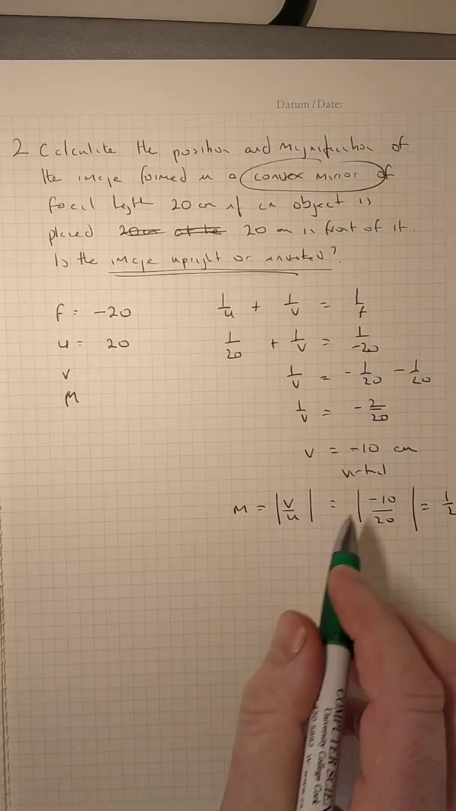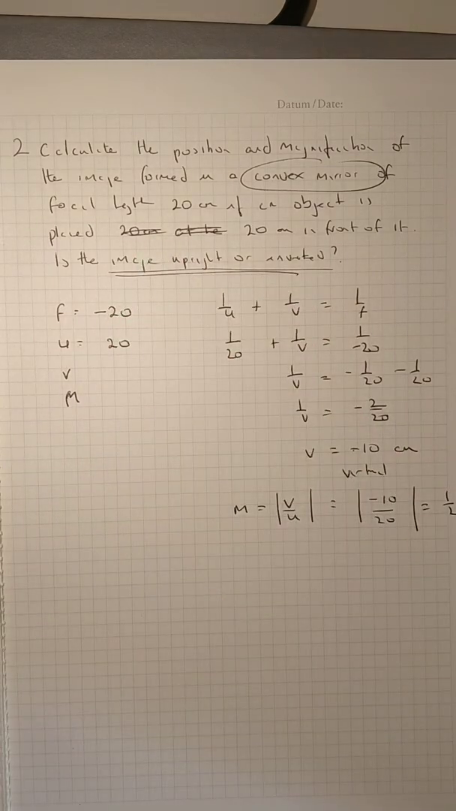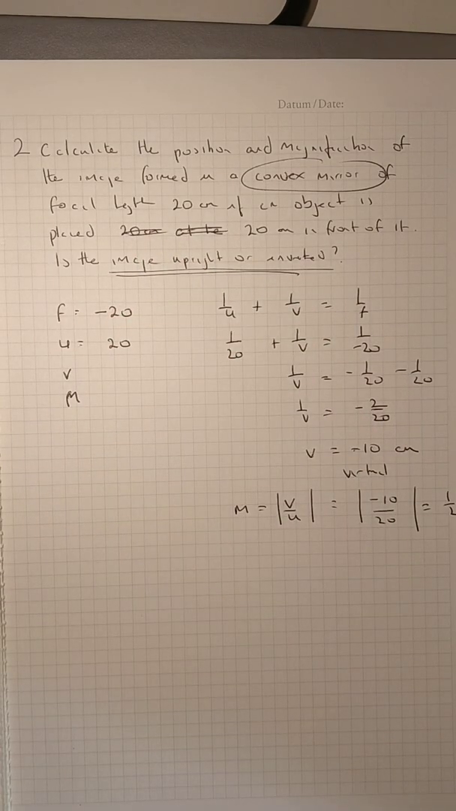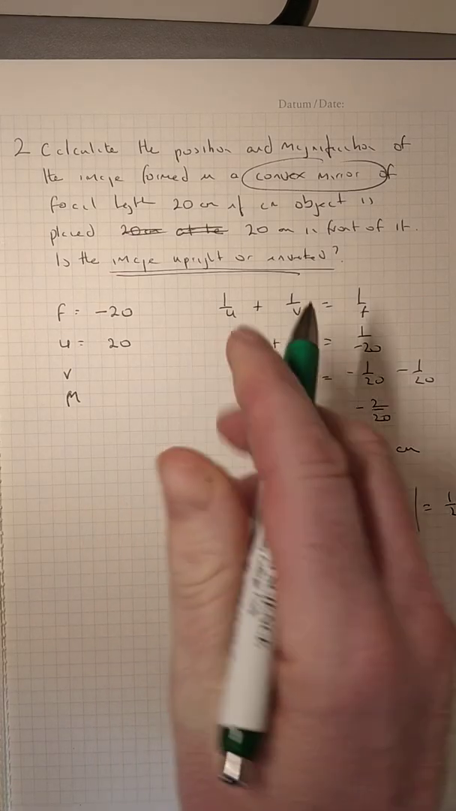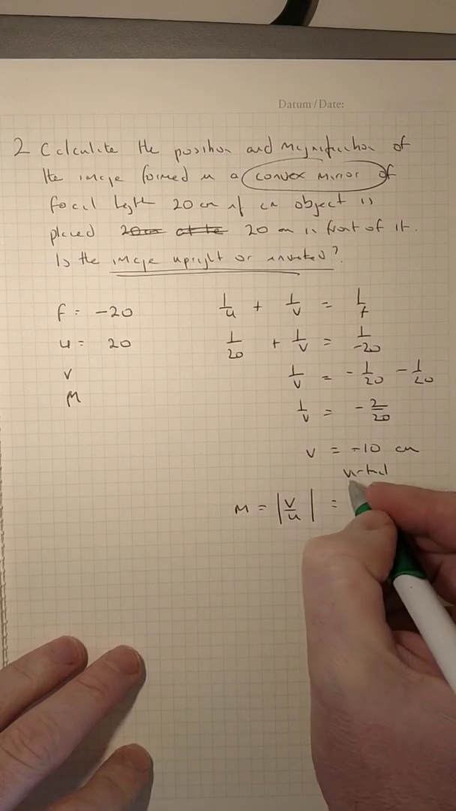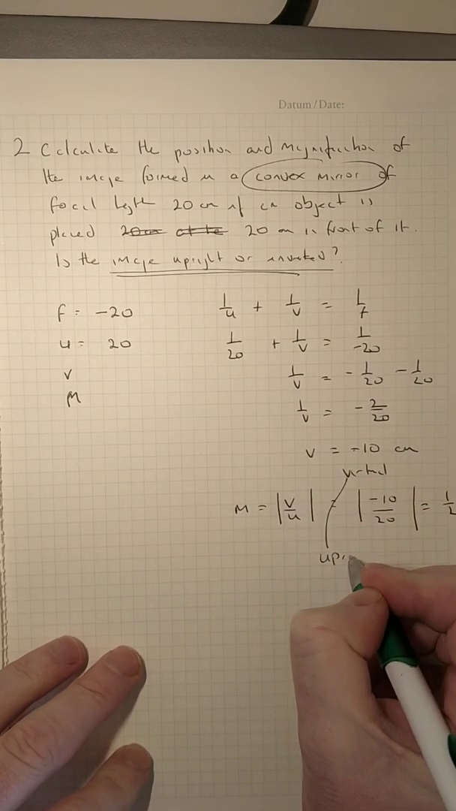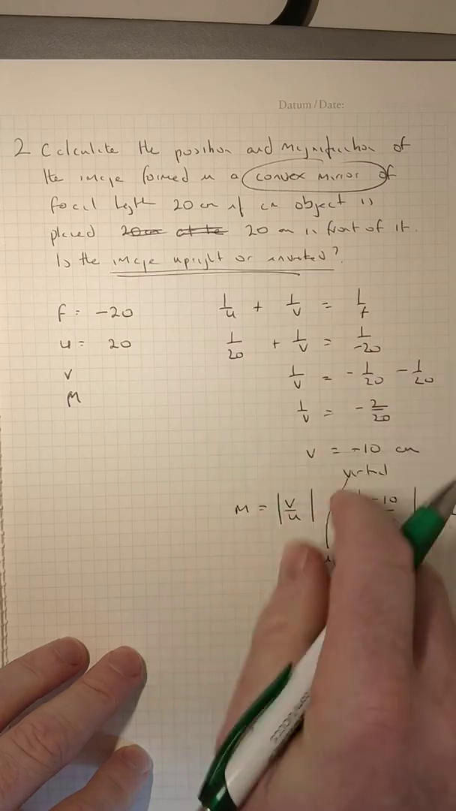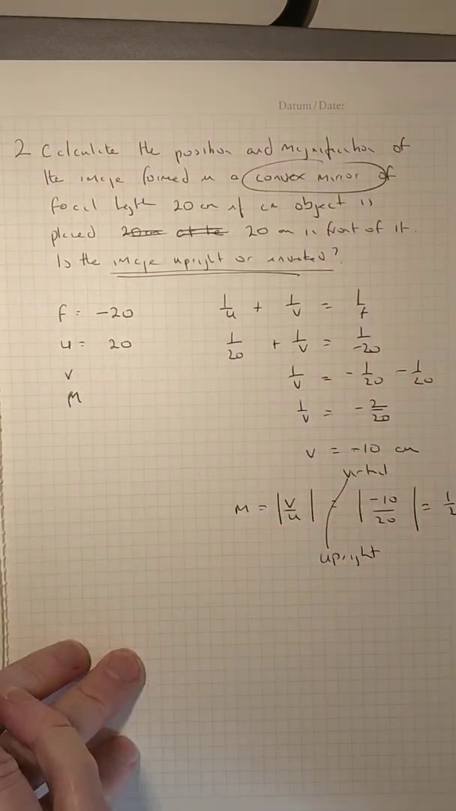Now, upright or inverted. The reality is, if you look at the ray diagrams, any virtual image that is formed is upright, any real image is inverted. That's one way of remembering it. So therefore, because it's virtual, it's upright. If you aren't sure of that, just go in and draw the ray diagram.